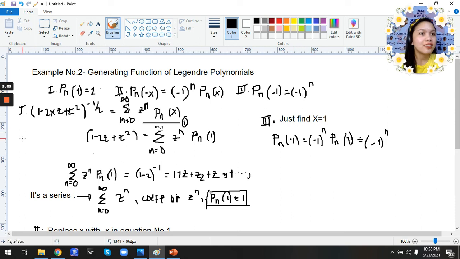And let's have the proof. For number 1, let's prove that P sub n of 1 is equal to 1. So let's start. We have 1 minus 2xz plus z squared, to the power of negative 1/2, is equal to the summation from n equals 0 to infinity of z to the power of n times P sub n of x. This is our equation number 1.